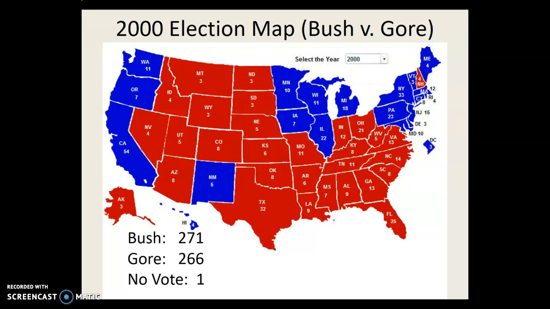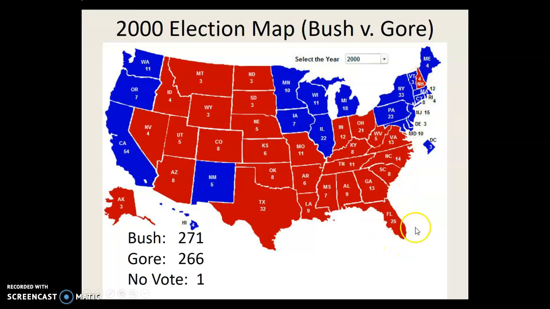So they both ignored New Hampshire. But what if Gore had actively campaigned in New Hampshire and gotten those 4 votes? Well, we add 4 to Gore's total, he would have been at 270. Take 4 away from Bush, he would have been at 267. Had Gore won New Hampshire, he would have become president.